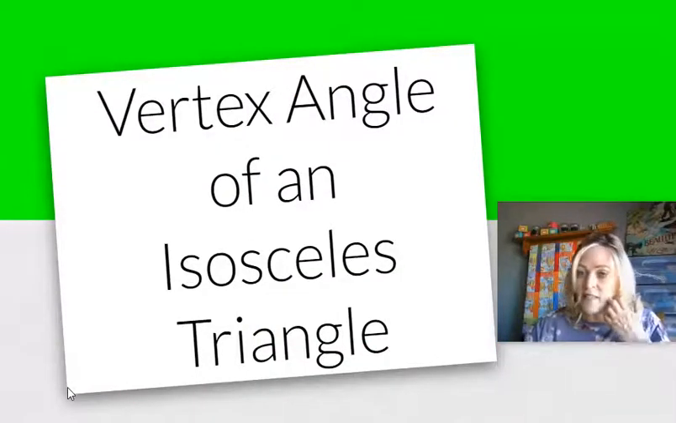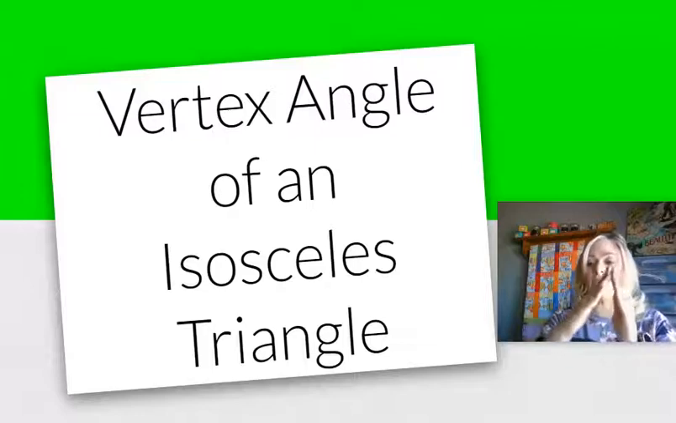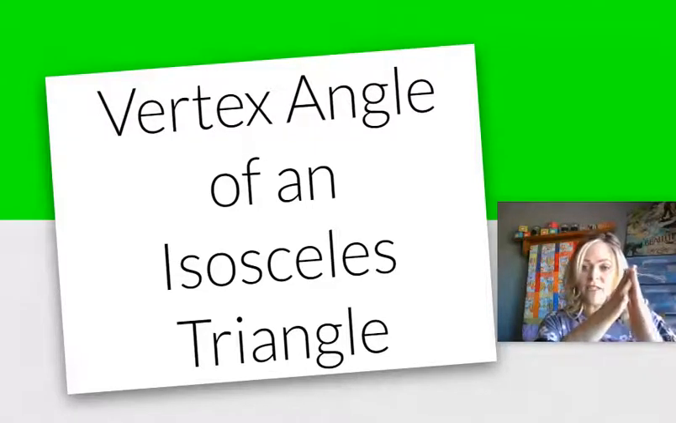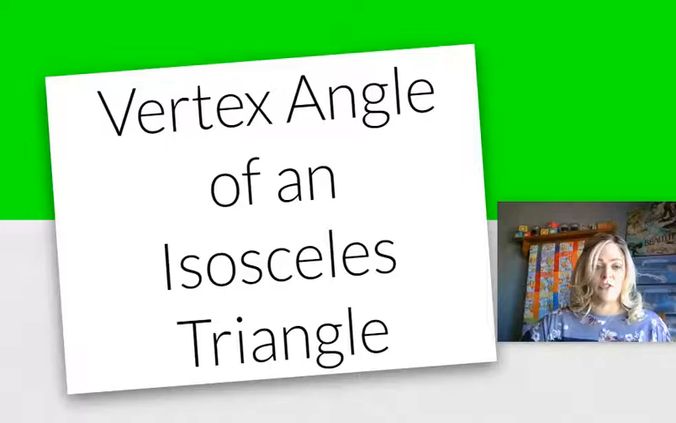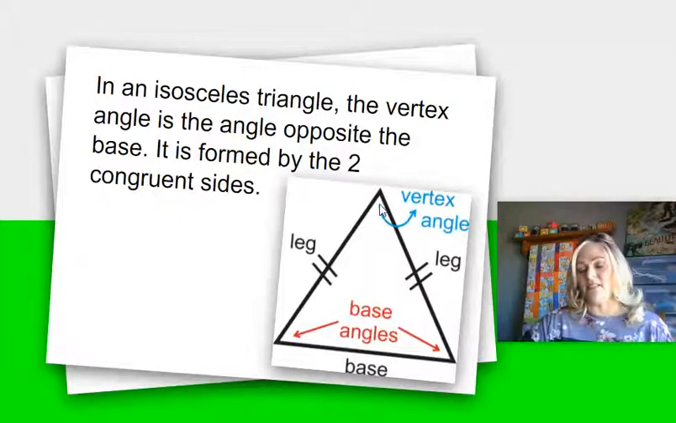Vertex angle, we don't talk about this as much, but the vertex angle is where the two congruent sides of an isosceles triangle come together. So those two congruent sides come together and they create this vertex angle. So that point, not the two congruent angles, it's the other one, where the two legs that are the same come together. That is the vertex angle.